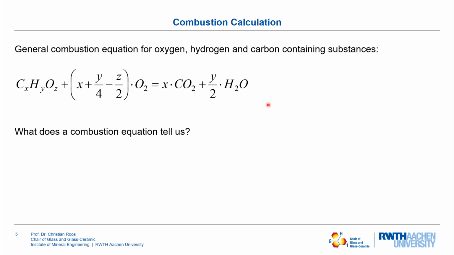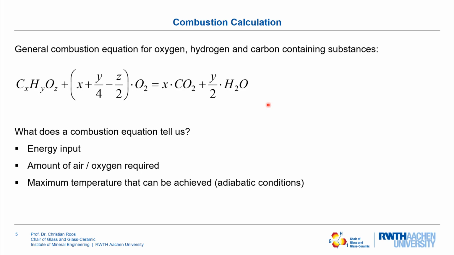Now the important question is, what does a combustion equation basically tell us? First, a combustion equation tells us the energy input, the amount of energy that is brought into the combustion chamber, certainly provided the lower calorific value of the process is known. The second is that the combustion equation gives us the amount of air or oxygen that is required for the stoichiometric combustion. Third, the combustion equation can tell us the maximum temperature that can be achieved.